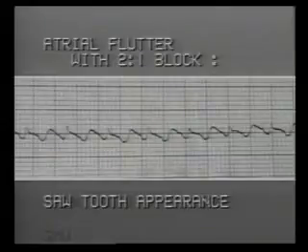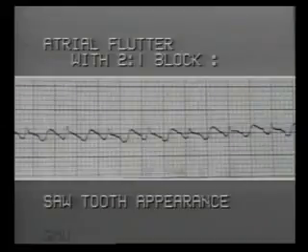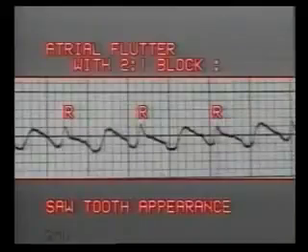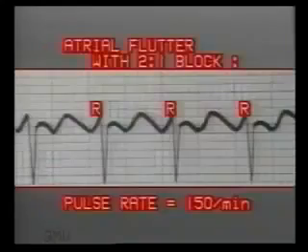Since the AV node is not tuned to conduct impulses so fast, atrial flutter is always accompanied by AV block, and the ventricular rate is much slower. Here the flutter rate is 300 per minute and this ECG shows 2 to 1 block, so the ventricular rate is 150 per minute. Note that each F wave occupies one large square.